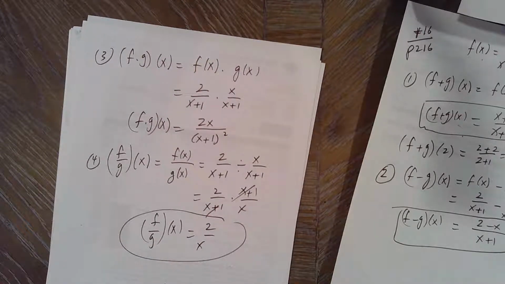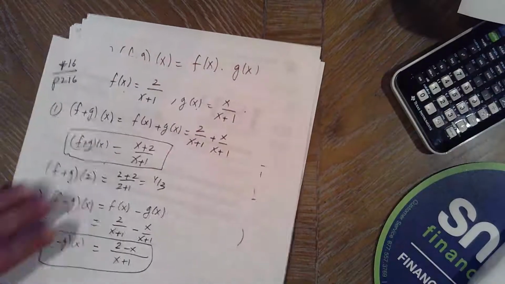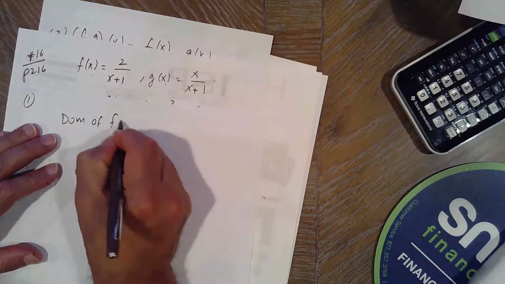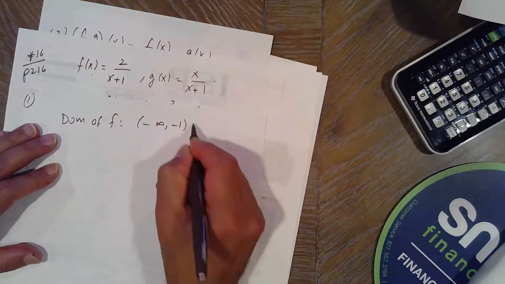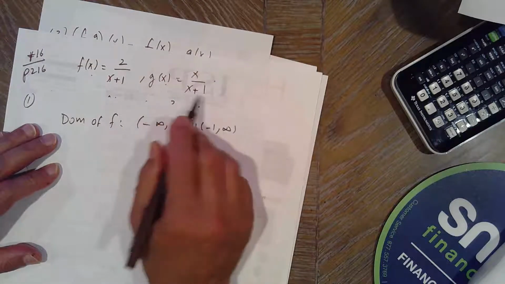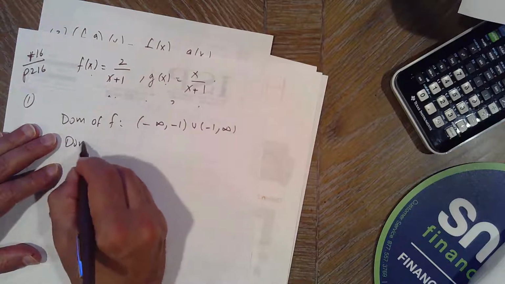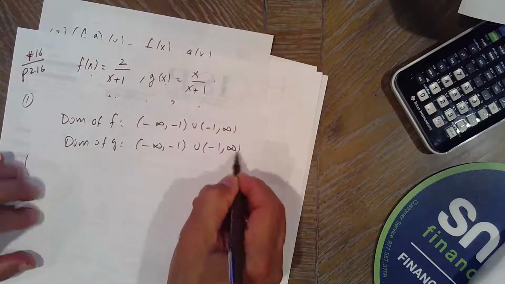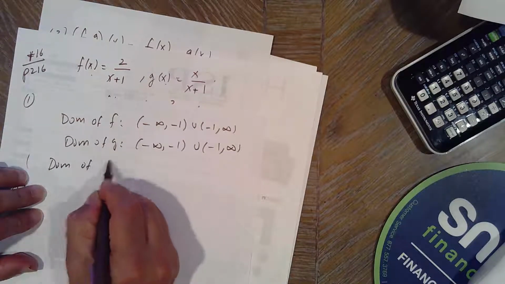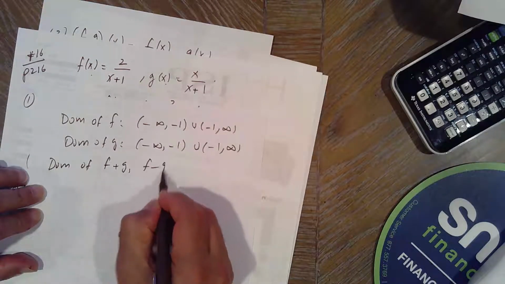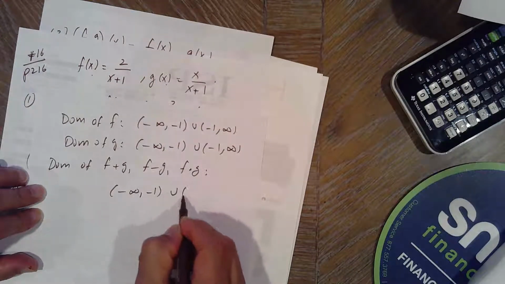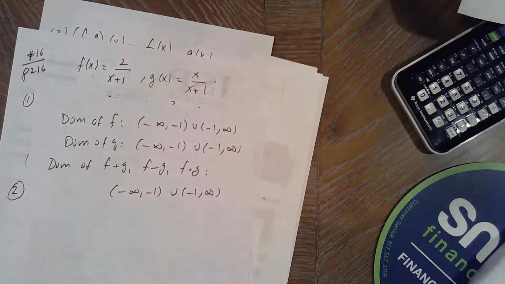Alright, now the domain of f, let's see. Domain of f is all real numbers except -1. So it's negative infinity to -1, union -1 to infinity. Domain of g, same thing. So they overlap at the same. So domain of f plus g, f minus g, and f times g is all this, except -1. All real numbers except -1.